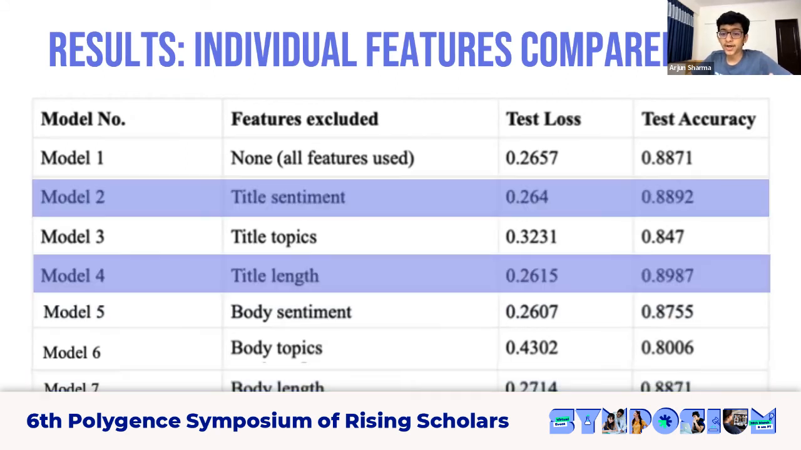However, title sentiment and title length don't seem to contribute very much to the performance of the model. In fact, title length appears to distort performance. By either metric, Model 4, which excludes it, is the most effective.